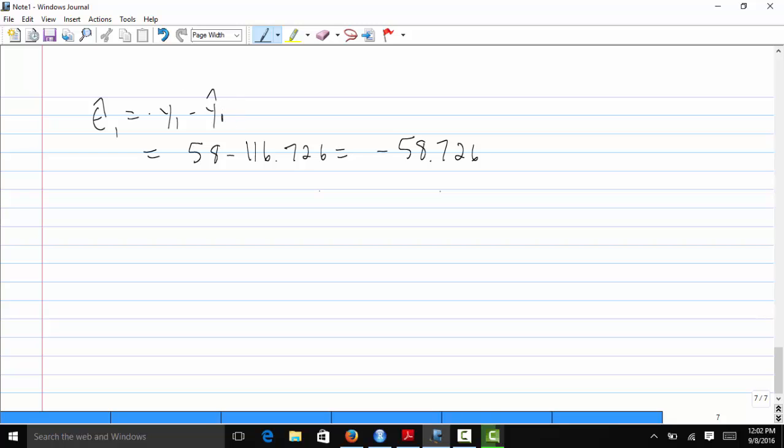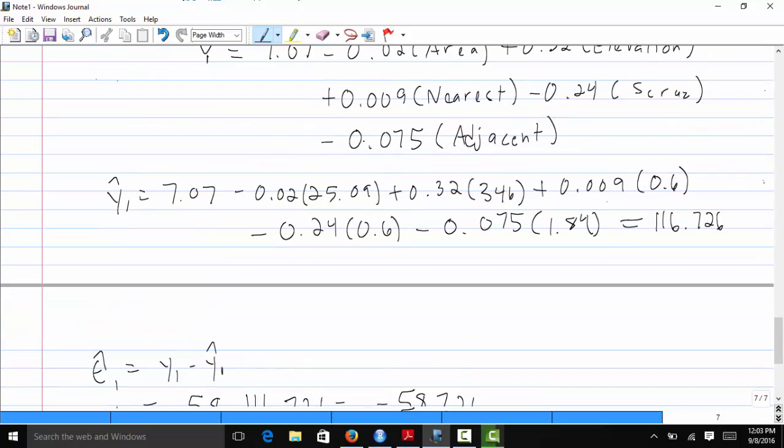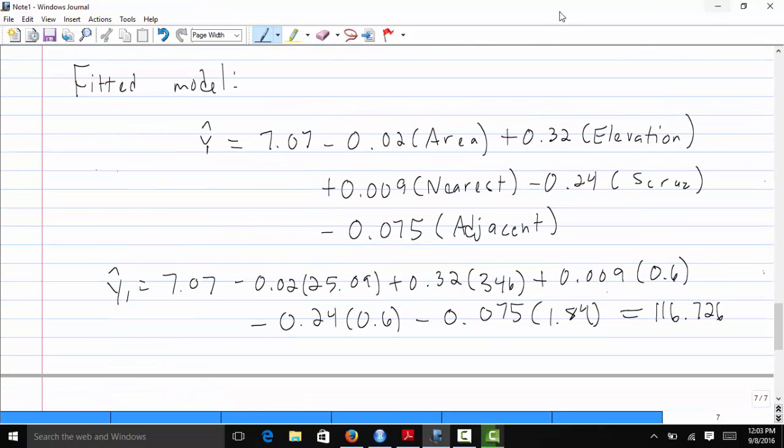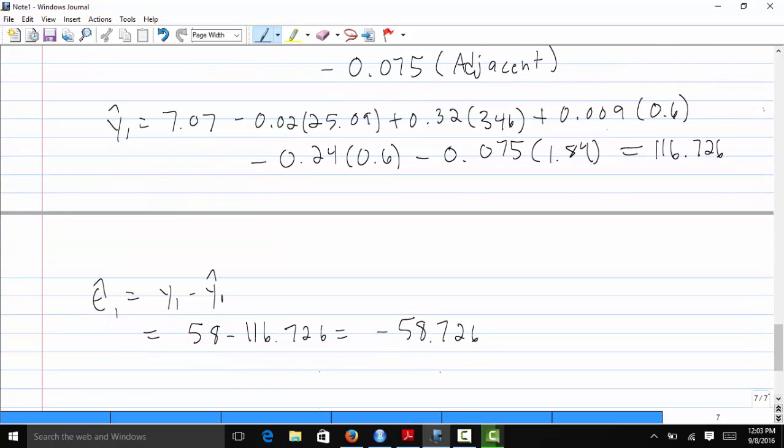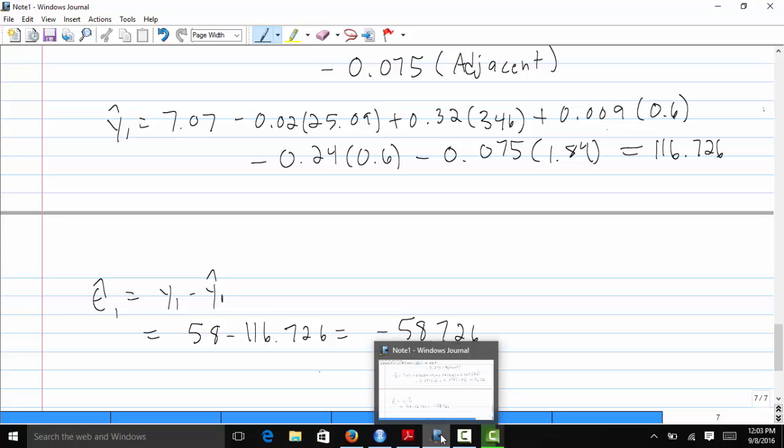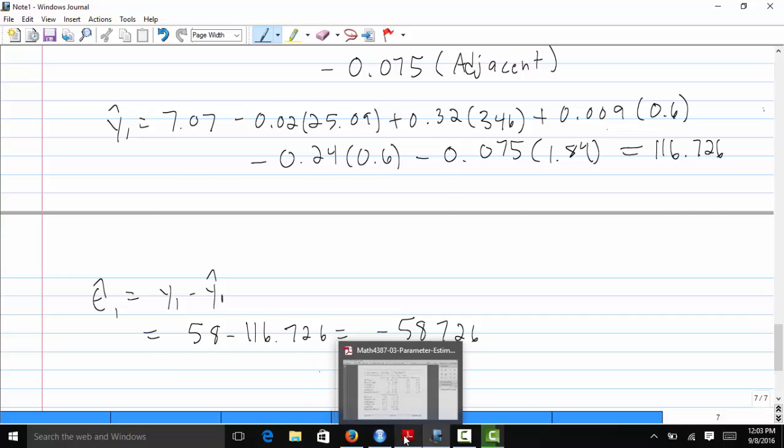So we computed the fitted model here, and then we computed the first fitted value by plugging in the information for the first observation, and then we used that to obtain the first residual. And you'll be asking yourself if there's easier ways to do this, and the answer is yes. So let's talk a little bit more about the computations that we can do in R.